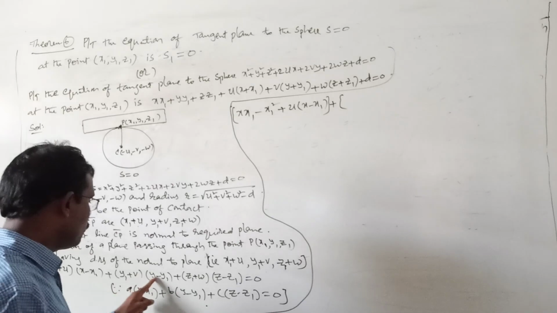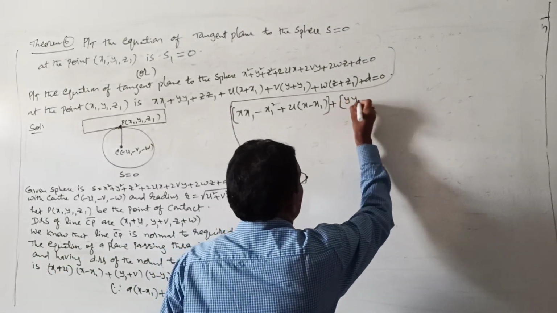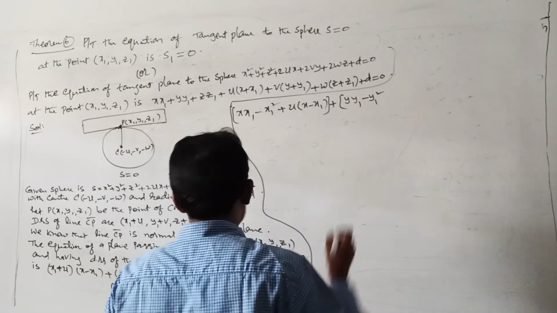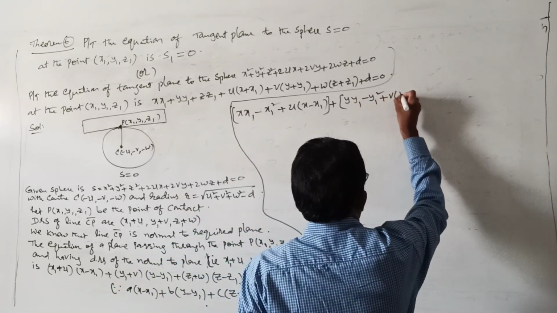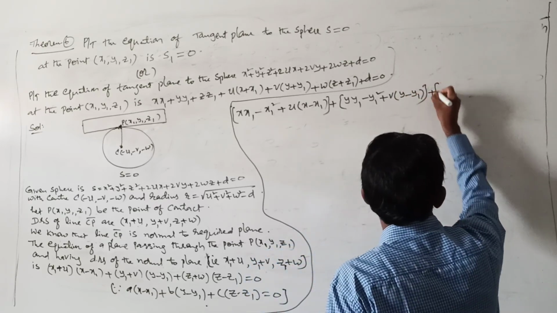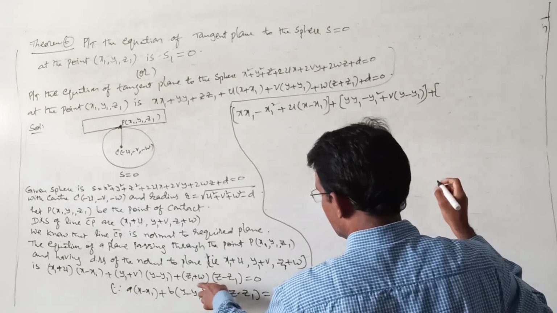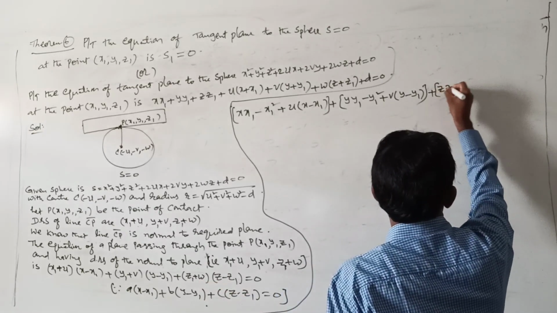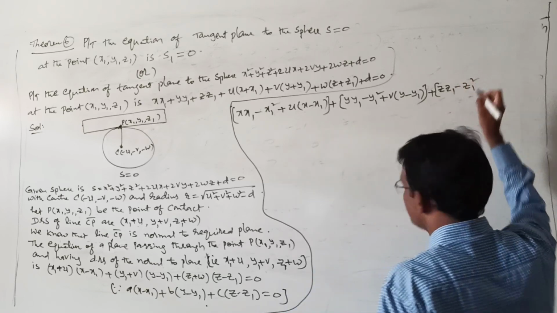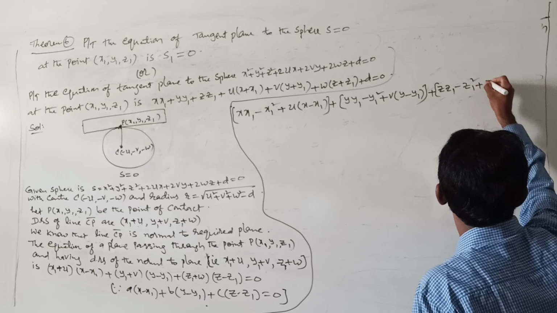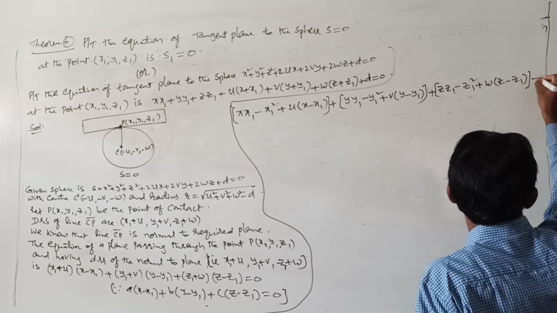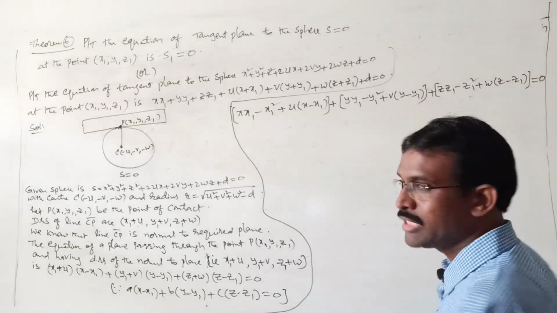Next one is y y1 minus y1 square plus v into y minus y1, plus next one z z1 minus z1 square plus w into z minus z1 equal to 0. All the terms we got.